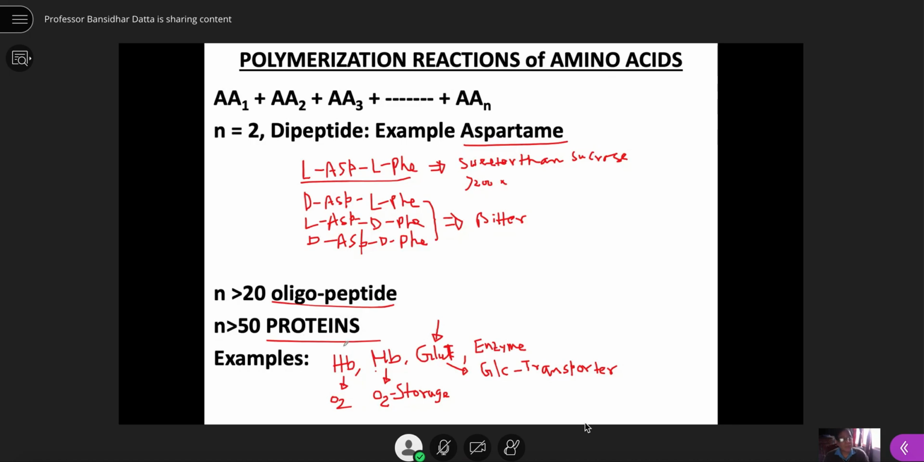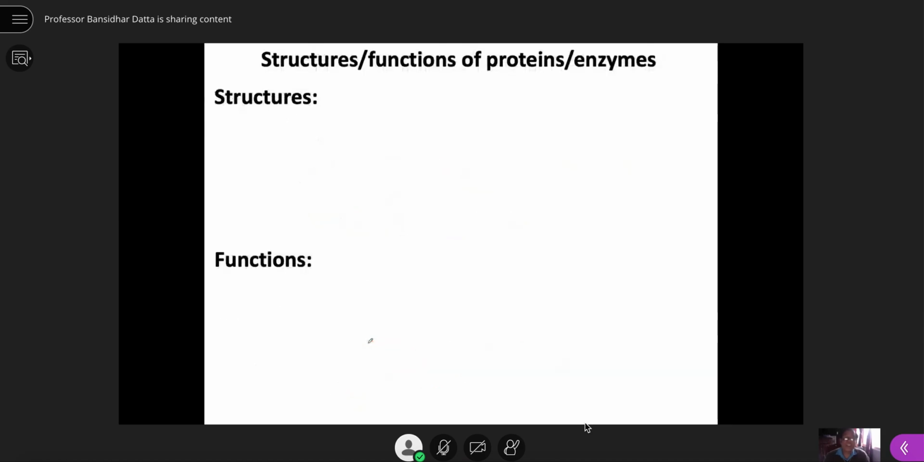then they must undergo structural configuration. So the structure of the proteins starts with the amino acid configuration. All right, so let's say AA1, AA2, attached to the peptide bond.